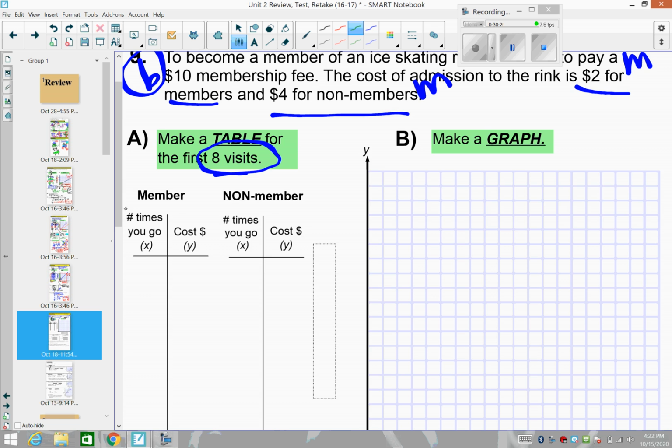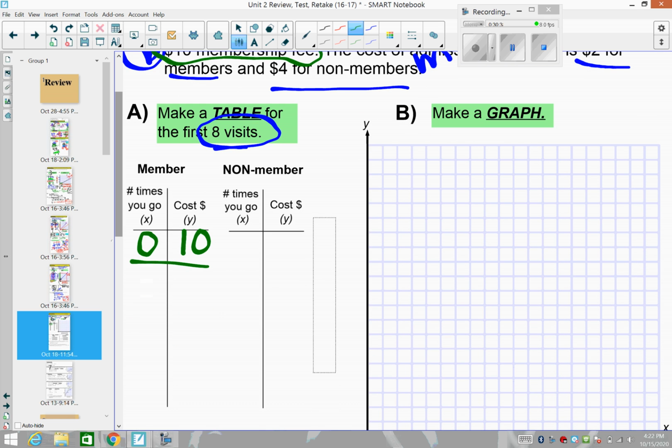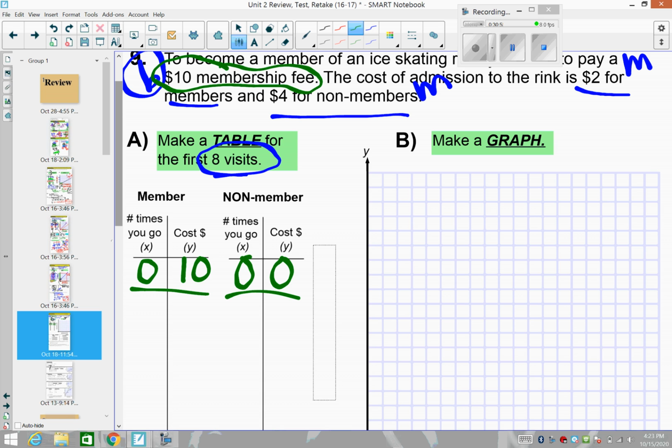If you are a member, you have to pay the membership fee. So if you're a member and you go 0 times, you still have to pay the fee to become a member. And that happens sometimes with people in like even like a gym membership, right? They sign up to go, they pay the membership fee, and they never go. However, if you're not a member and you don't go, you don't pay anything, 0, 0.